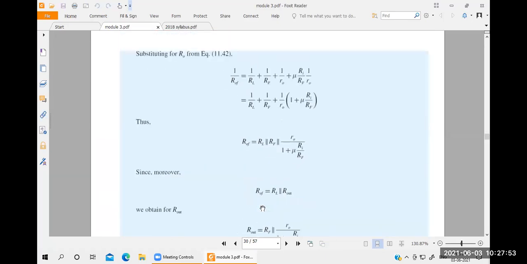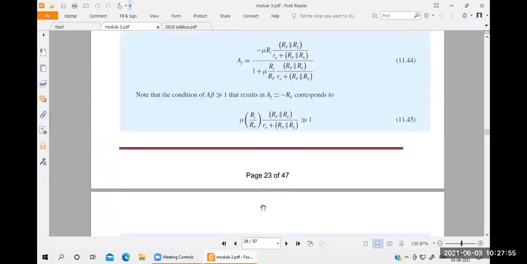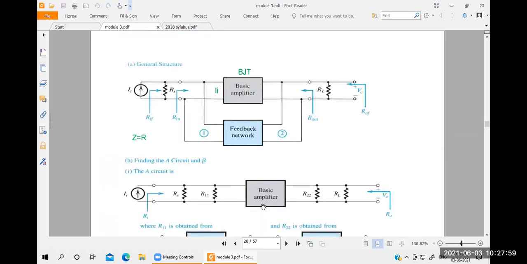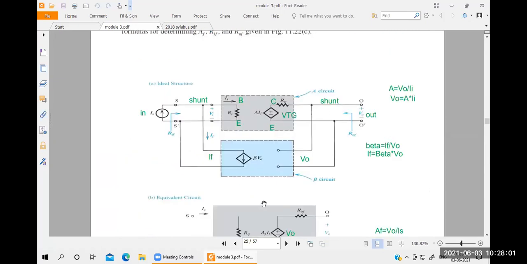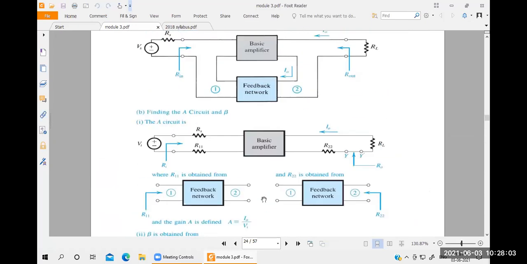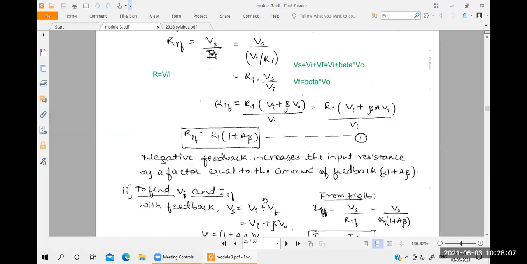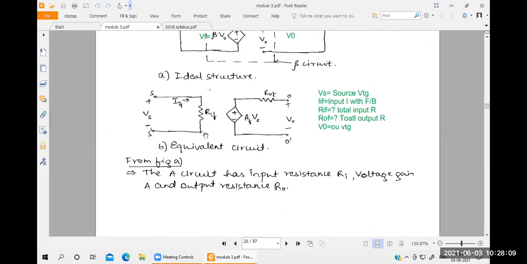Understood? In the voltage amplifier, I have given detailed derivations: how we got RIF, how we got ROF. We just follow Ohm's law derivations based on the input and output. Understood? You read this one first. First you read the voltage amplifier, then you can understand the other amplifiers.